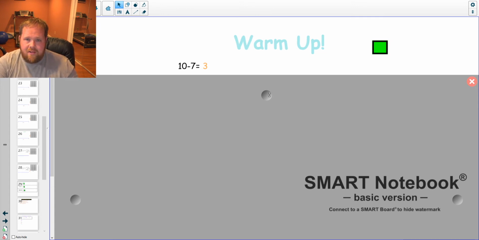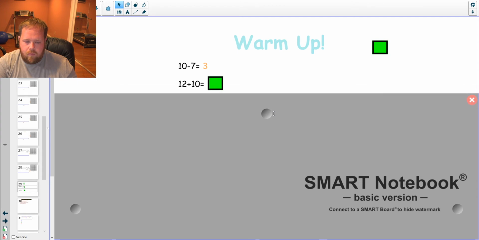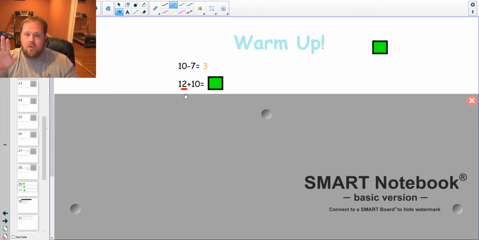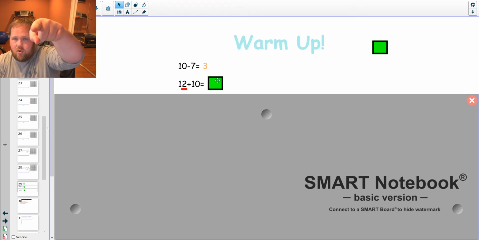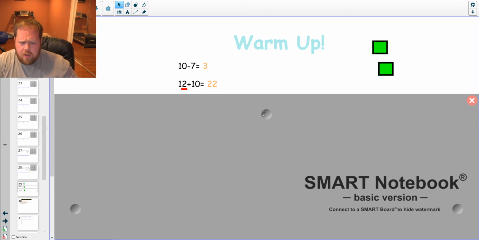Okay, let's do the next one. 12 plus 10. I notice that there's a 2 in the ones column. So 2, 12. Yes, on the count of 3. 1, 2, 3. 12 plus 10 equals 22. Do the 22 dance, 22 dance.